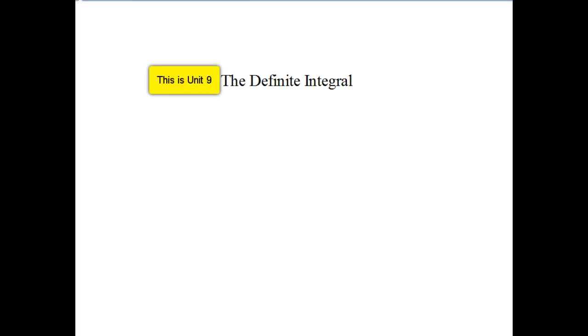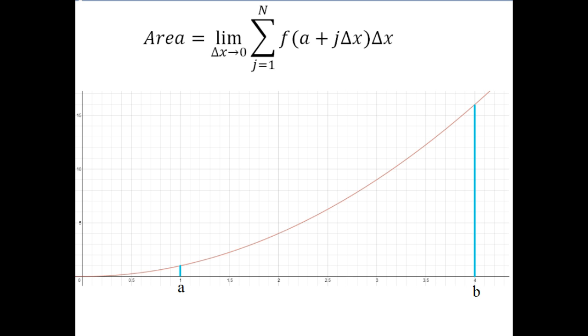Welcome to Unit 11, Section 2, the definite integral. In this section, we're going to revisit the idea of the area underneath a curve or underneath a function. When we first looked at that, we found that the area underneath a curve could be found by using Riemann sum approximations, finding the area of rectangles and summing those together to get an approximate area.